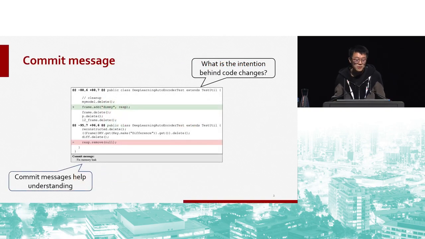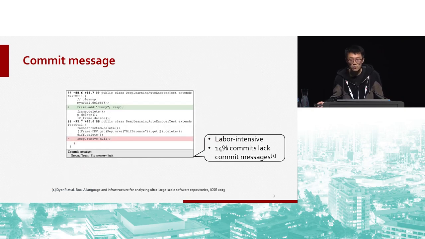When the developer commits the code changes to a version control system, they also need to attach a commit message, which is very important to understand and maintain the code changes for other developers. They don't need to dig into the implementation details of the code changes, and they can learn about the rationales and intentions of the code changes according to the commit message. However, writing commit messages manually is labor intensive.